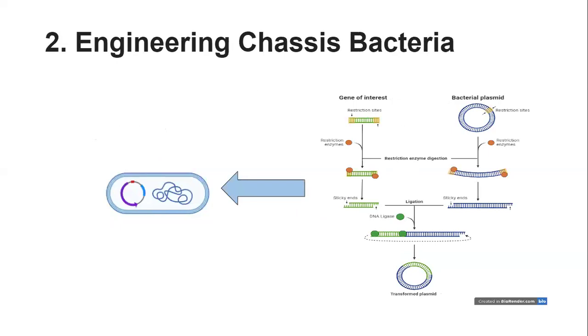Then stage 2, this is where we'll engineer the chassis bacteria. So we'll use a plasmid. This plasmid is where we're going to engineer our gene of interest. Then we are going to use restriction enzymes to digest the gene of interest. Then we're going to use ligases to join the sticky ends. Then after the plasmid is engineered, we'll introduce it to the chassis bacteria genome for it to be expressed.